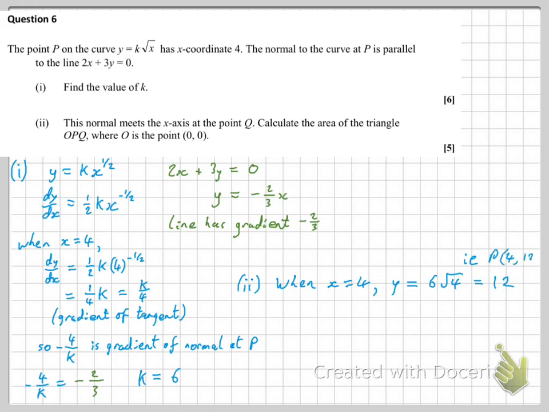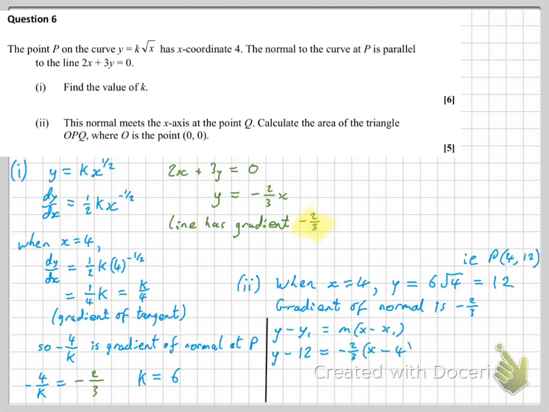Now we need to work out where point Q is. Now point Q is where that normal meets the x-axis, i.e. where y is 0. Now, what do we know about the normal so far? We know that the gradient of it is minus 2/3, and we know it passes through the point P, which is 4, 12. And when you know a point and a gradient, you can use y minus y1 equals m(x minus x1) to work out the equation of the line. So substituting in our values, there we have the equation of our line.